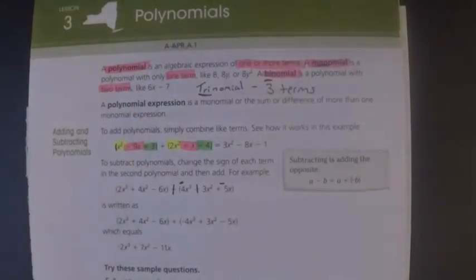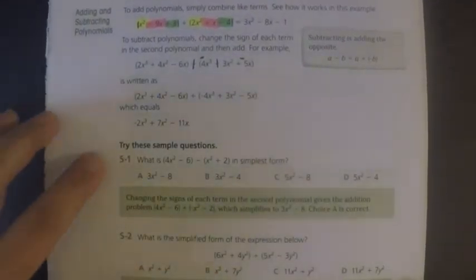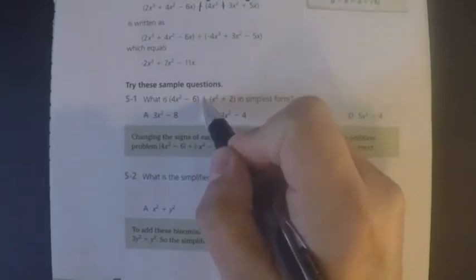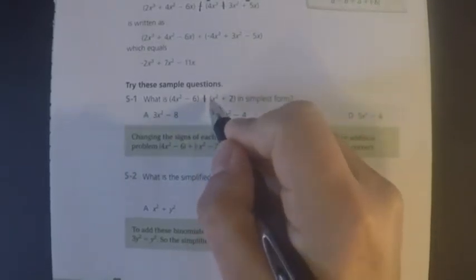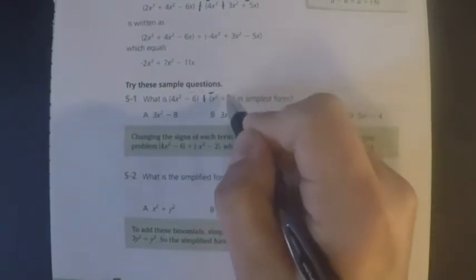Now, there are 2 sample questions to take a look at. So this first one says, what is 4x squared minus 6 minus x squared plus 2? This one again is subtracting a polynomial. So our first step is always to change subtraction to addition, and then change each of the terms to their opposite. So plus negative x squared plus negative 2 there.